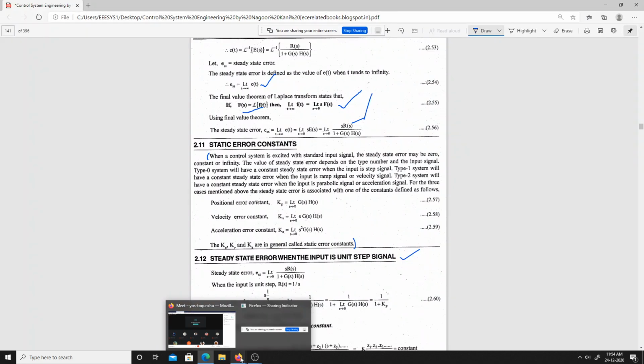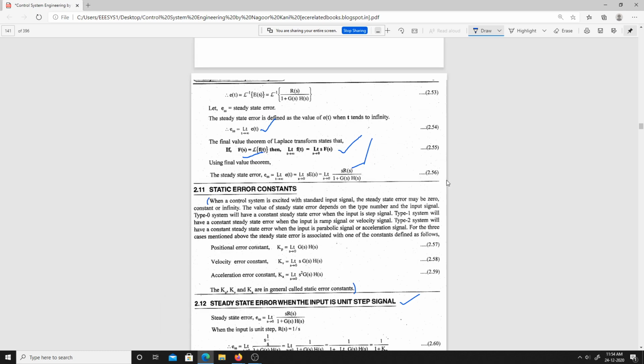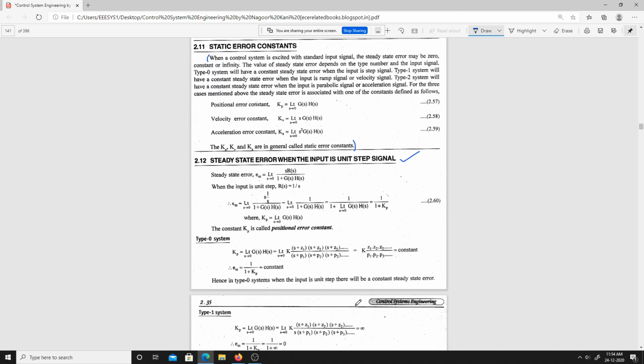Okay, fine. So now we'll discuss the steady state error when the input is a unit step input. Everyone should now have a clear idea of what the steady state error is and what formula we take for it. That is ESS equals limit s tends to 0 of s R(s) by 1 plus G(s) H(s). Is it clear?